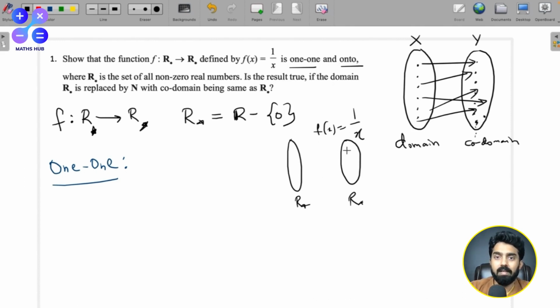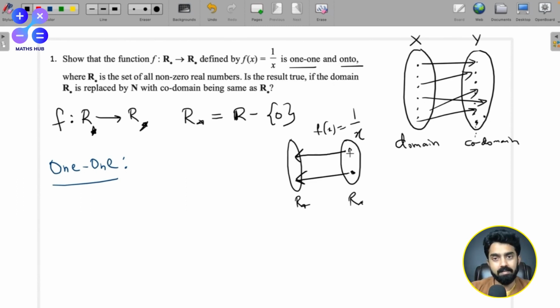If there are two equal elements in the codomain, and you try to figure out the corresponding elements in the domain, and you can prove that they are also equal, then you know that they are coming from the same element. You cannot have different elements giving you the same possibility in the codomain. I hope you understood that.